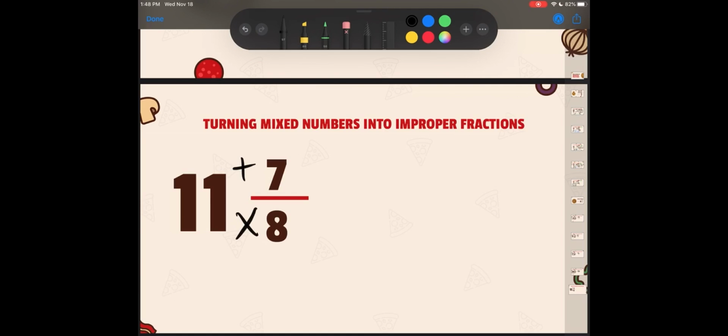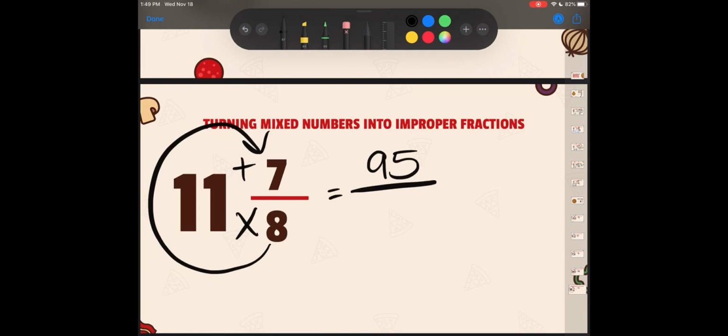Last and final question, we've got 11 7/8. Just like before, do your denominator times your whole number, and then add your numerator, go up and around. So 8 times 11 is 88, plus 7 would be 89, 90, 91, 92, 93, 94, 95. So we end up with 95. Our denominator was 8, so we end up with 95 eighths.